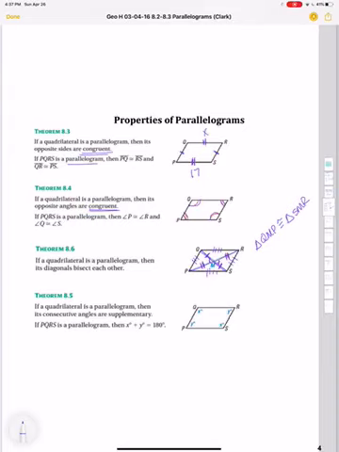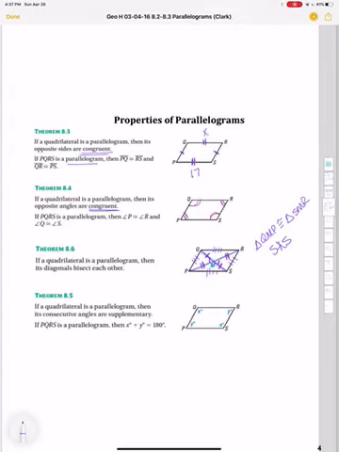And all the other triangles as well are congruent because of side angle side. Yeah, that's it. So that follows as well. So we know that the diagonals bisect each other, but then we can also use that for triangles.